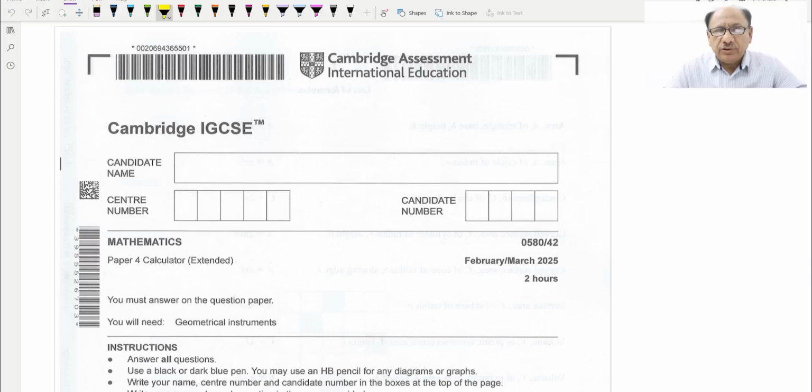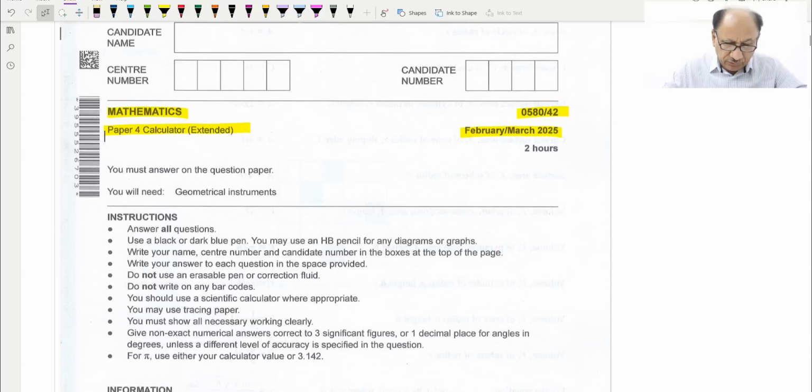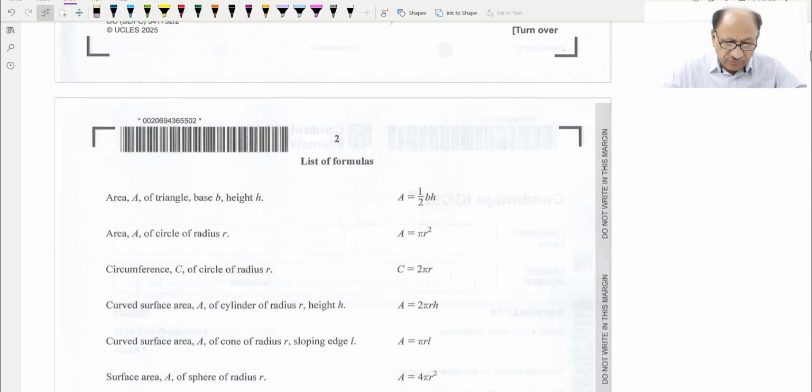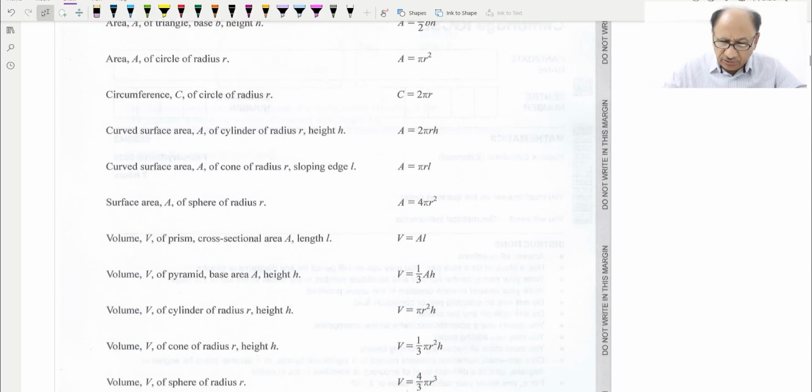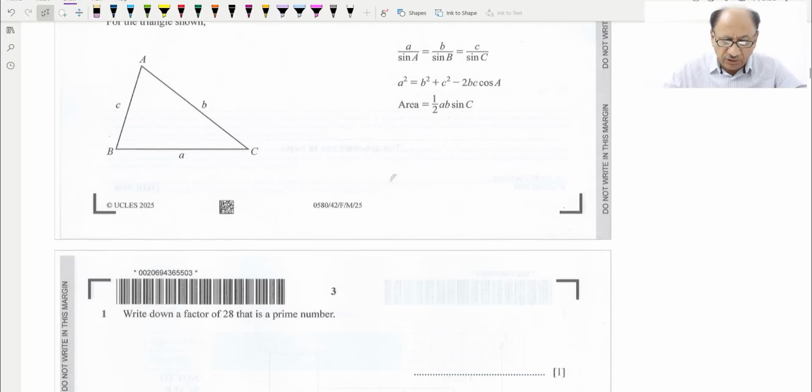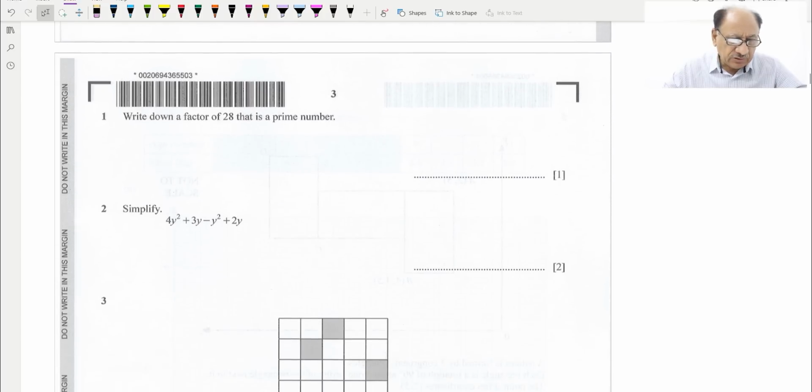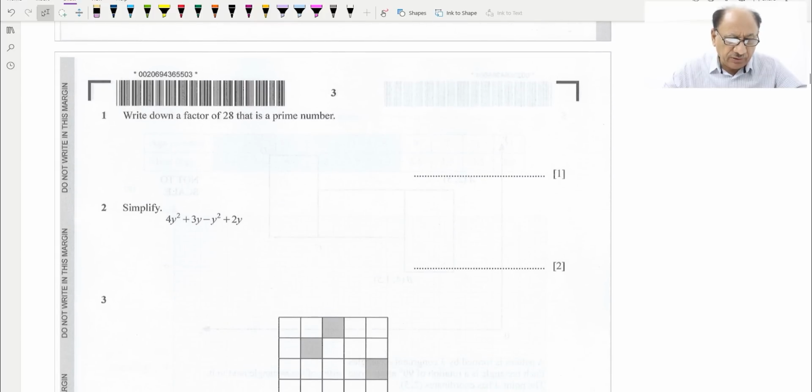Hello everyone, today we'll be going through Cambridge IGCSE Mathematics, February/March 2025, 0580/42. This is the extended paper, and this is the calculator paper. You can use a calculator in this. This is the formula sheet provided, and the rest of the formulas you will have to memorize. This is specifically for exam preparation.